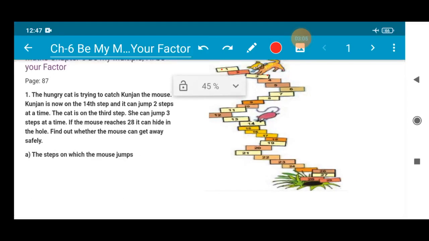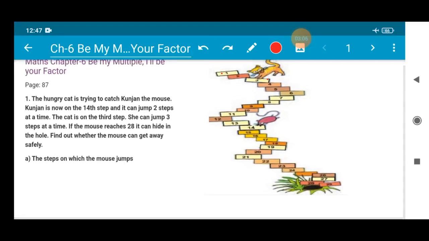Doing the steps on which the mouse jumps. So now the first question which is given here is the steps on which the mouse jumps. So at first she is on 14. Kunjan is on the 14th step. So when she makes the first jump, she will be on 16, right? Because she is jumping how many steps at one time? She is jumping 2 steps at a time, right?